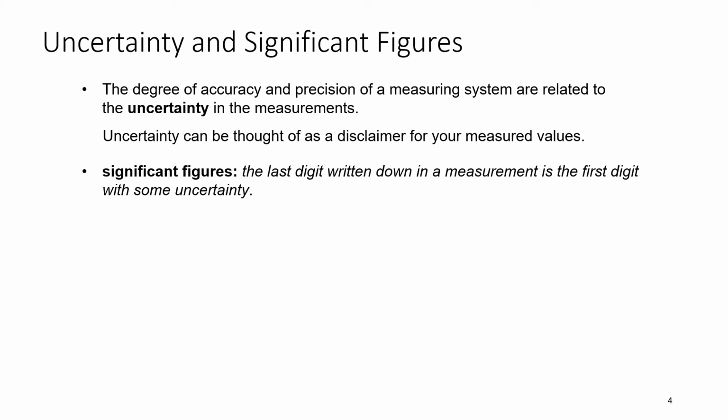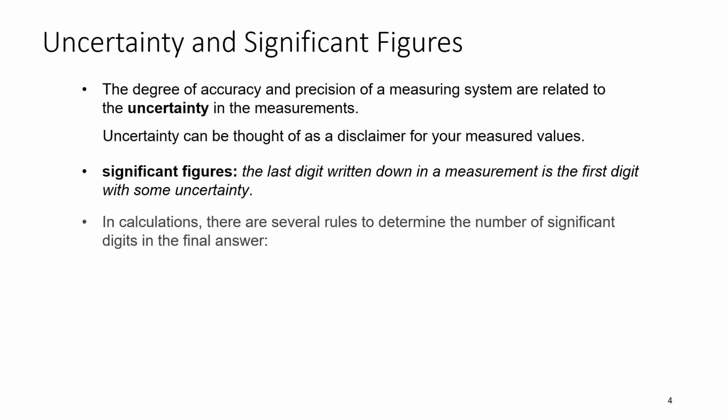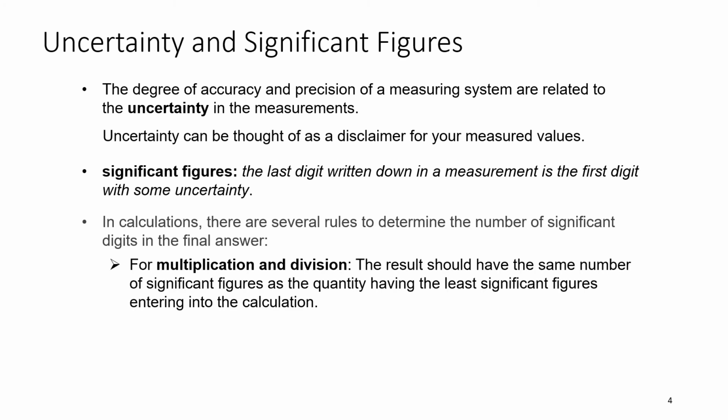In calculations, there are several rules to determine the number of significant digits in the final answer. For multiplication and division, the result should have the same number of significant figures as the quantity having the least significant figures entering into the calculation.